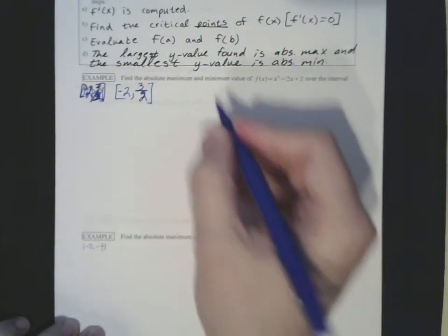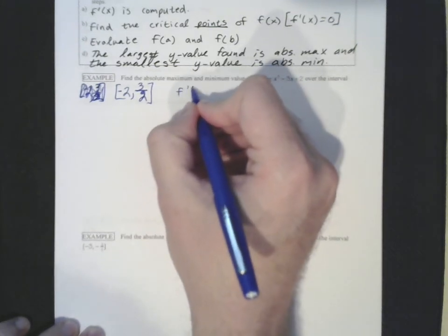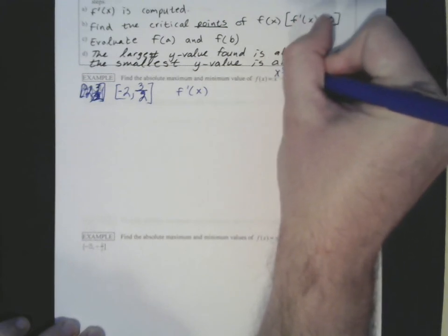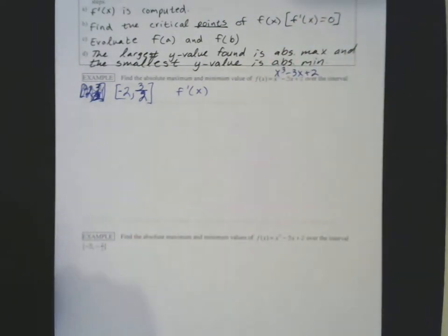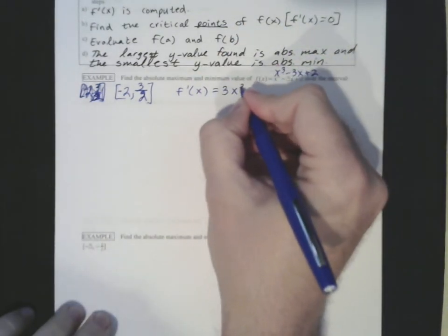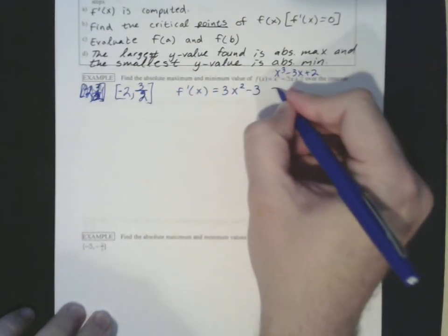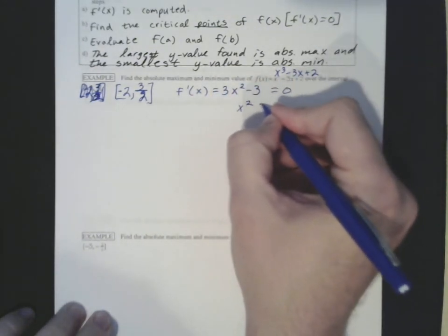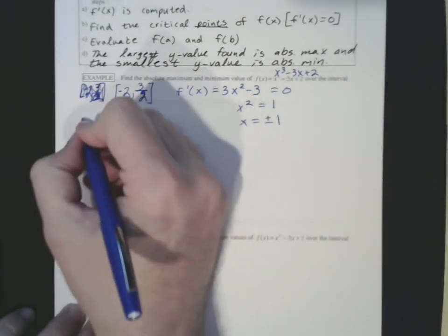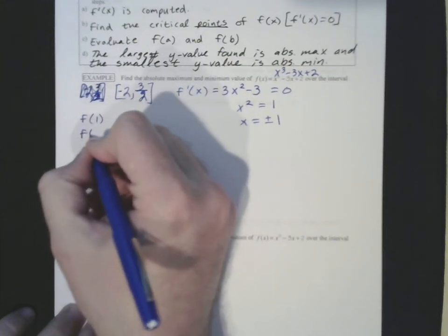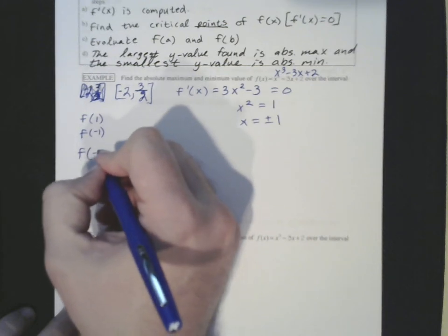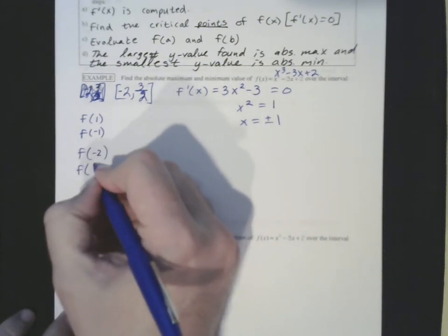Okay. So first step, find the derivative. F prime of x, for x cubed minus 3x plus 2, will be 3x squared minus 3. Set this equal to 0. We have x squared equals 1, or x equals plus or minus 1. So I'm going to find f of 1 and f of -1. And then in step C, we're going to find f of -2 and f of 3/2.